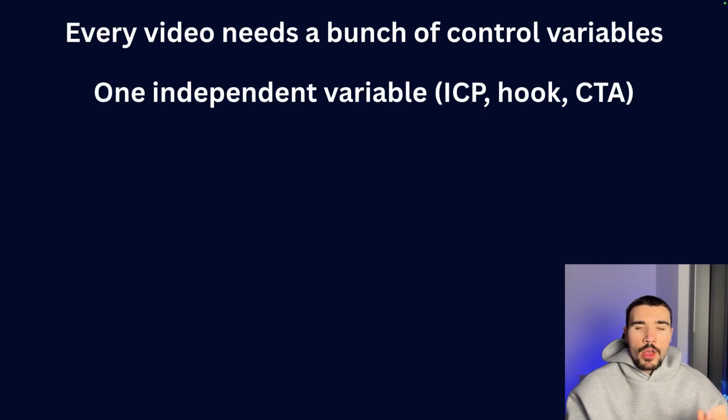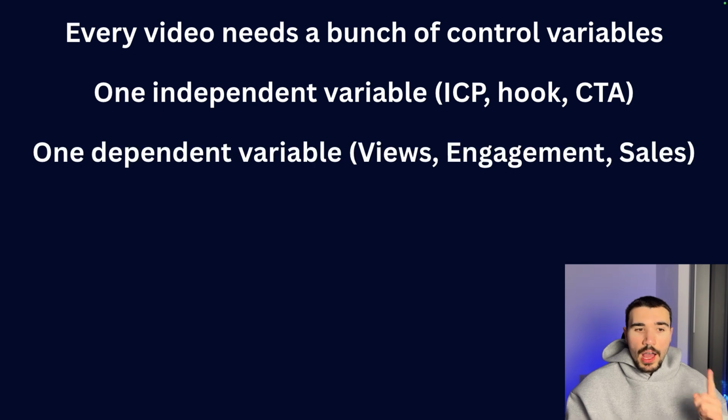Every video needs a bunch of control variables. One independent variable, so that can be the ICP, whether you're targeting ecom, TikTok Shop, etc. The hook, the call to action, and then one dependent variable. What are we actually measuring for? Are we measuring for views? Are we measuring for engagement on the post? Are we measuring for sales? What is the dependent variable we are going for?